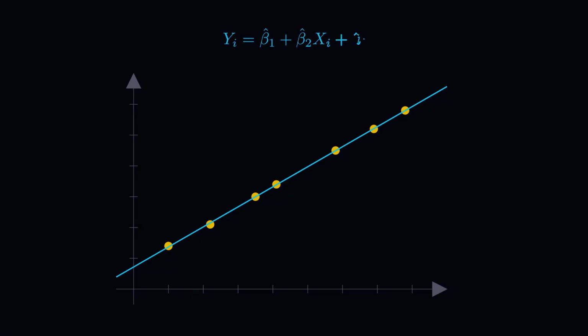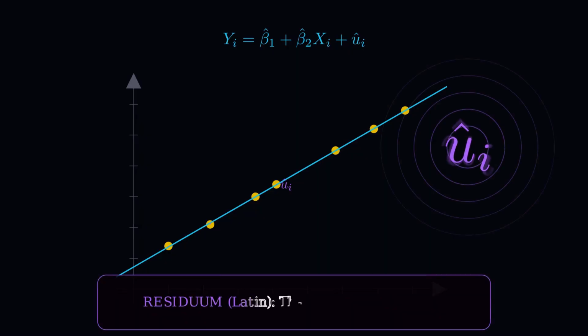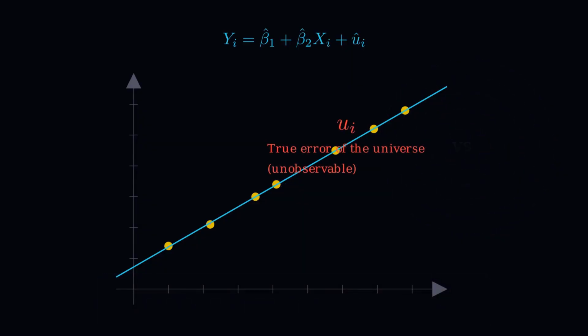Because our sample is just a guess, our flickering estimated line will rarely hit the actual data points perfectly. There is a gap between the actual Y values and our estimated Y hat values. This gap is called the residual, denoted by U hat. The word comes from the Latin residuum, meaning that which is left behind. Just as the original U is the unobservable error of the entire universe, U hat is its sample counterpart, the measurable error left behind by our specific guess.